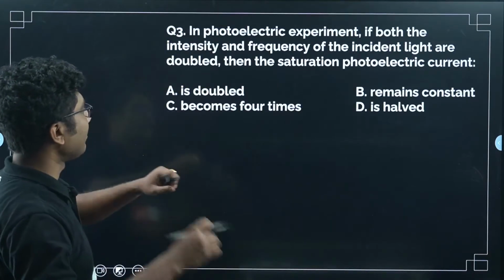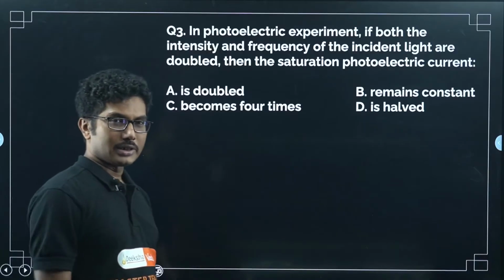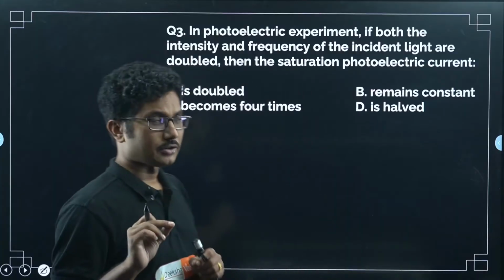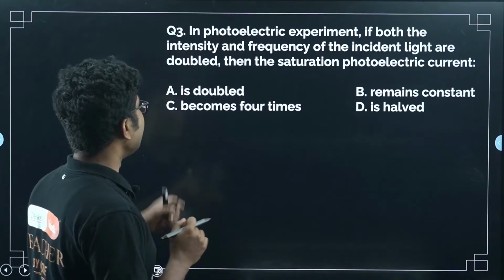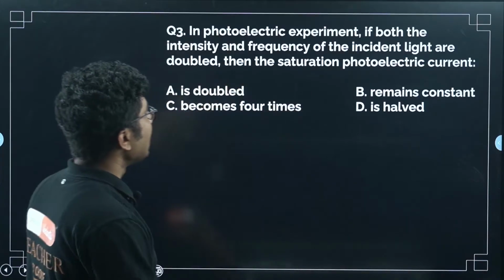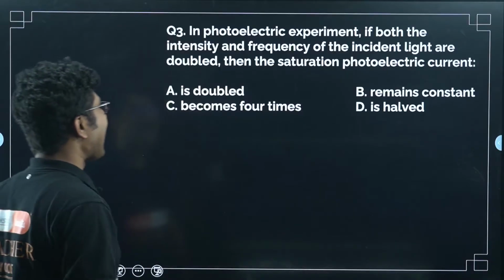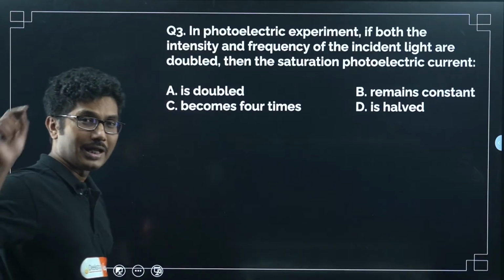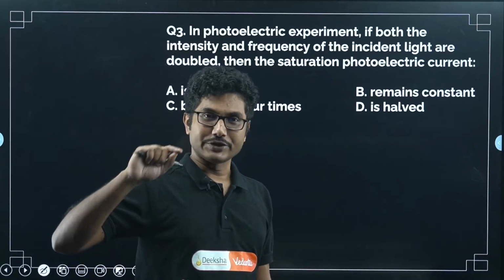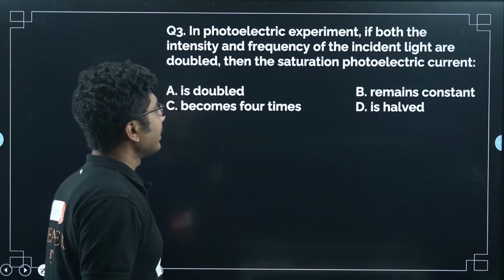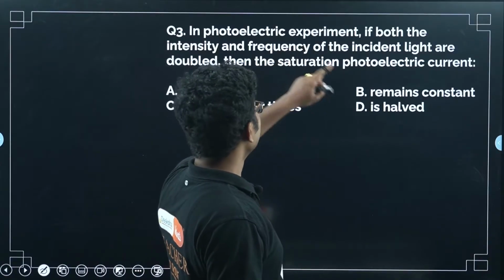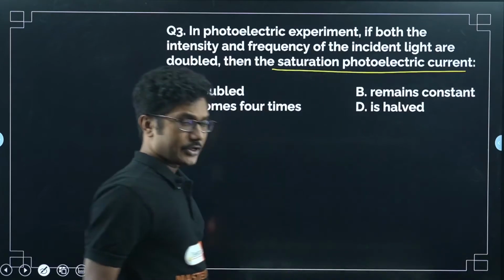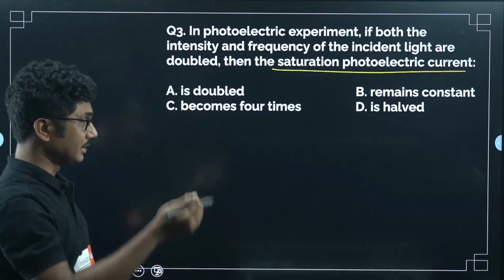Now question number 3. If you want to solve these questions on your own, you can pause the video, solve it, and then check the solution. In a photoelectric experiment, if both the intensity and frequency of the incident light are doubled, how will the saturation photoelectric current change?